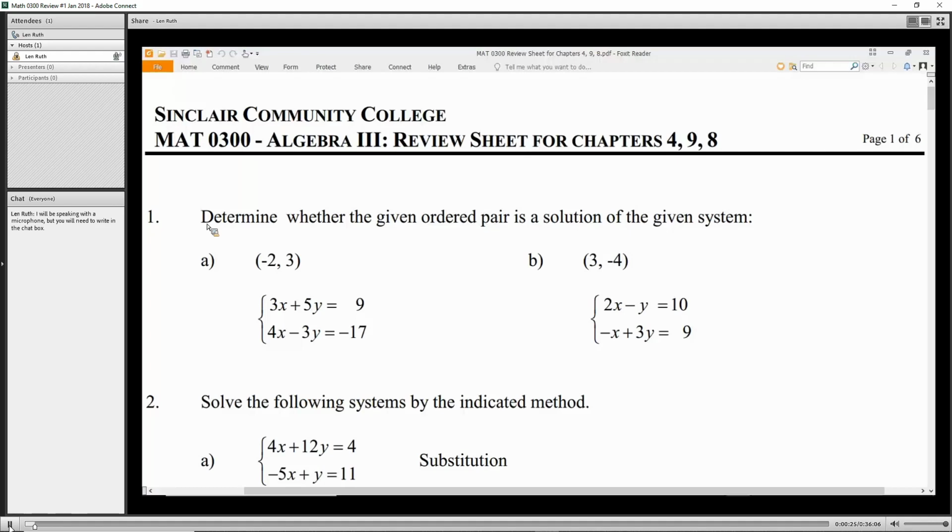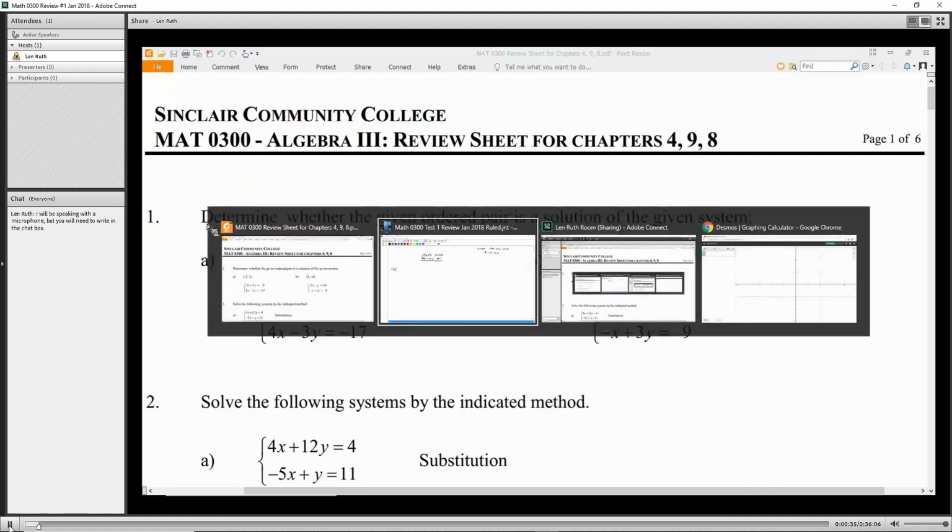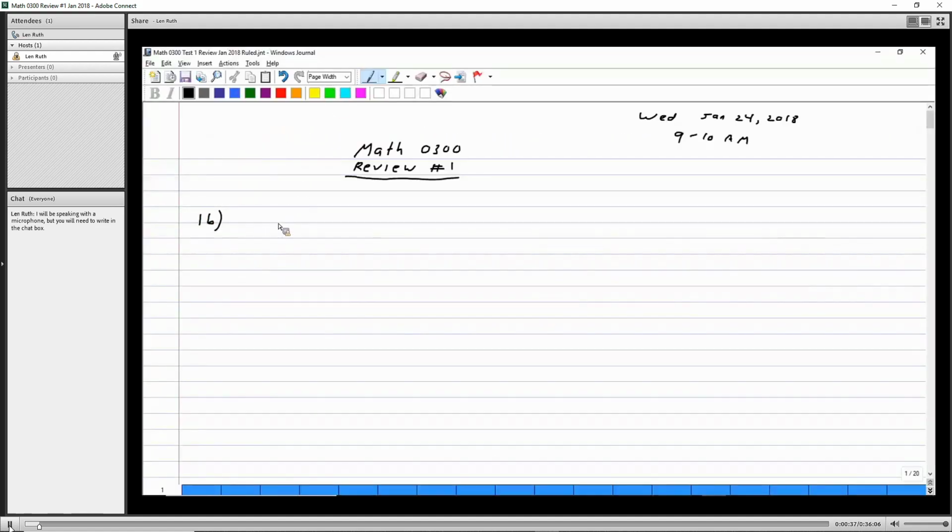So I'm going to start with number 1. It's a fairly easy one. You're given a system of equations, and you're asked if a given ordered pair is a solution. And I'm going to do part B because it's a little more interesting than part A. So let me copy that down. So we have 2x minus y equal 10 and negative x plus 3y equal 9. And then the point that we're checking is 3, negative 4.